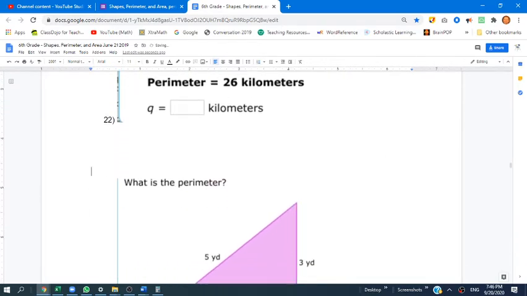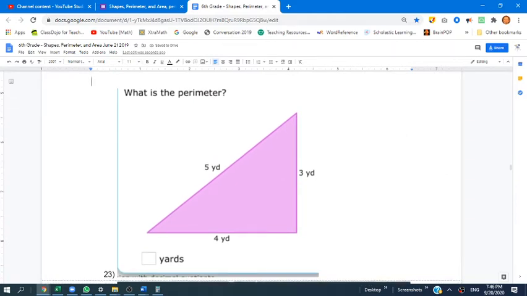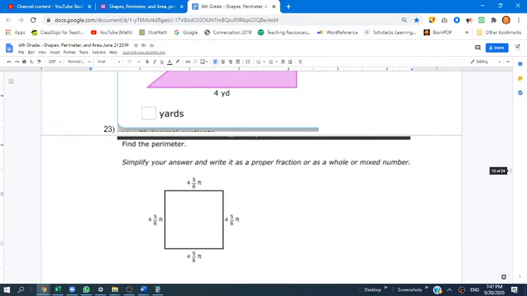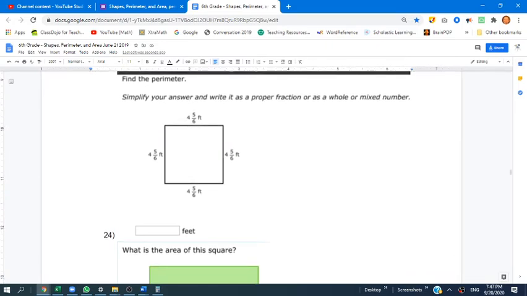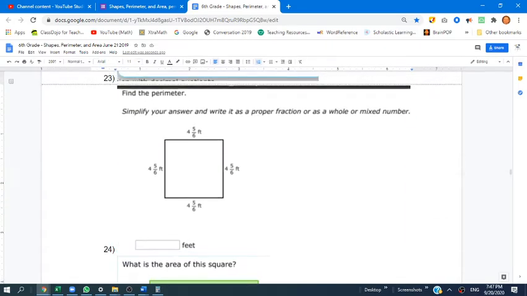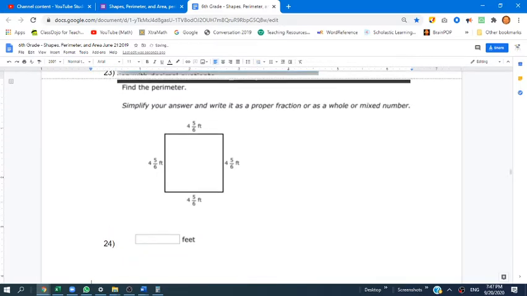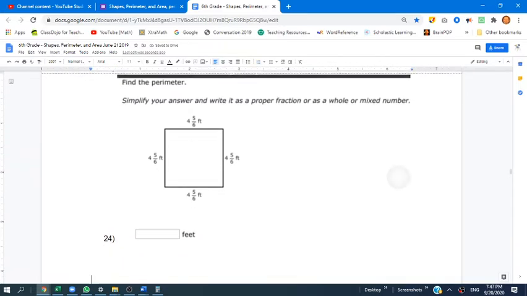Number 23. What is the perimeter? Number 24. Find the perimeter. Simplify your answer and write it as a proper fraction or as a whole or mixed number. So find the perimeter of this figure.